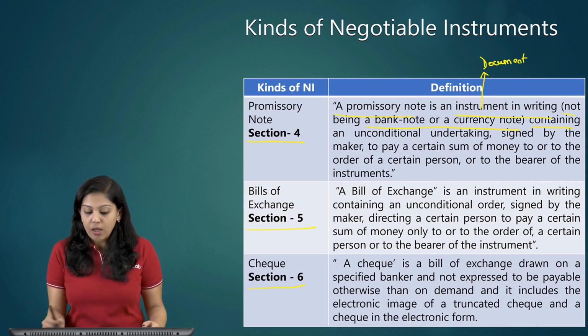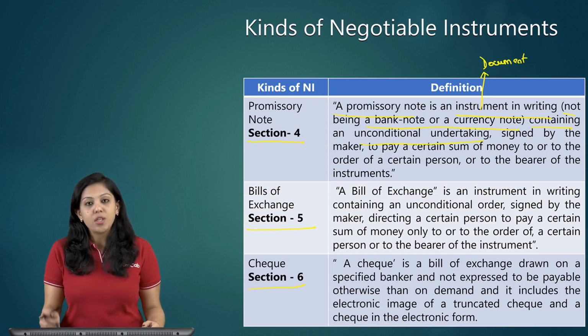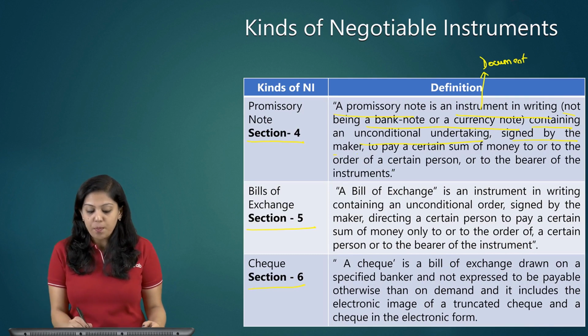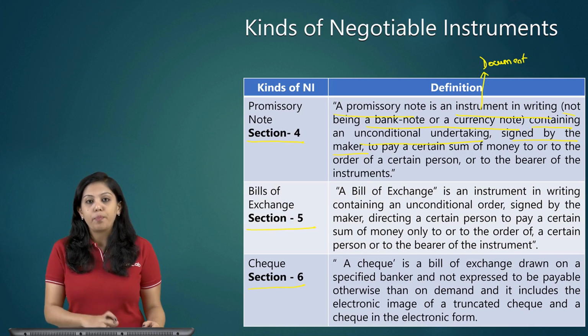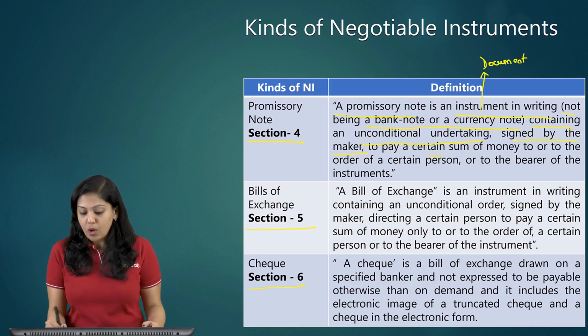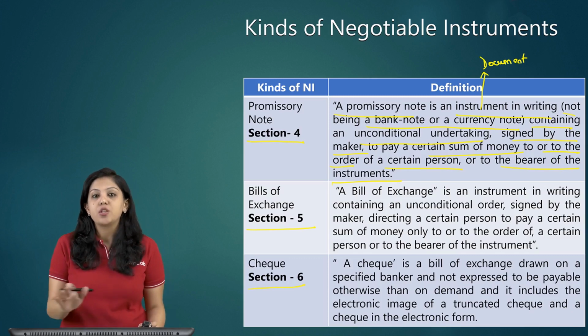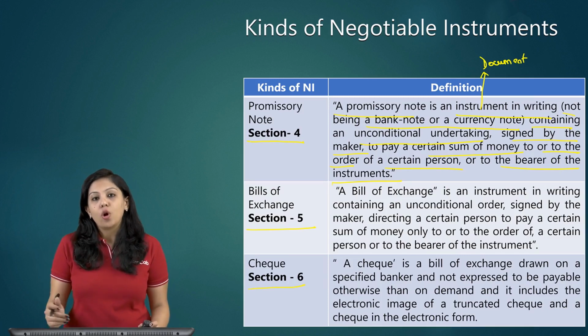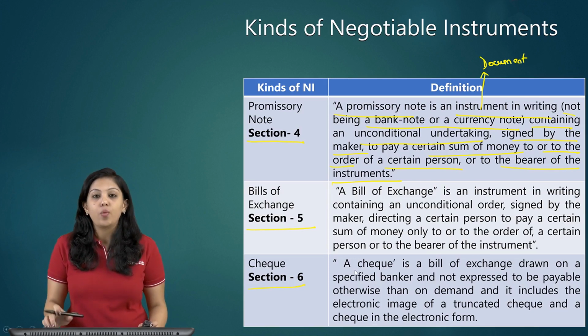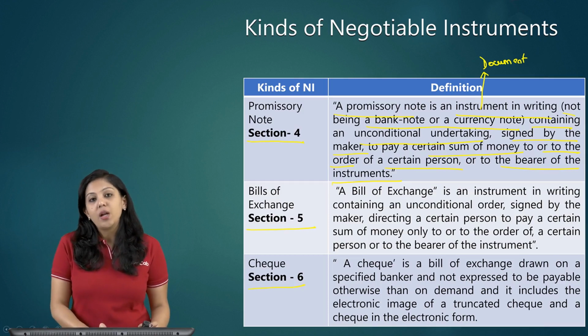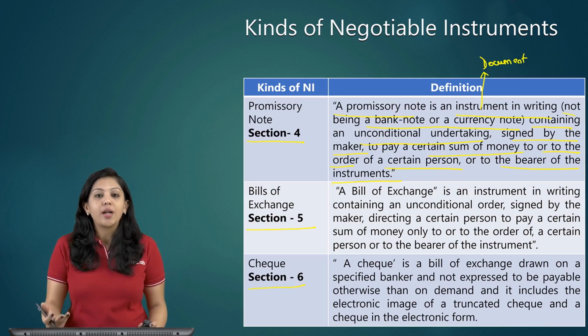I'll tell you why a bank note and a currency note is excluded once we understand the definition of promissory note. Containing an unconditional undertaking. Undertaking means promise, signed by the maker, that is the person who is making this promise, to make a payment of a certain sum of money only to or to the order of a certain person or to the bearer of the instrument. So basically a negotiable instrument is classified on the basis of order instrument and bearer instrument. So what is an order instrument? An order instrument is an instrument where the transferee's name or payee's name will be specified, and a bearer instrument is just the opposite of an order instrument, which does not contain the name of the payee. So only a person who is in possession of this instrument will be called the bearer of this instrument.